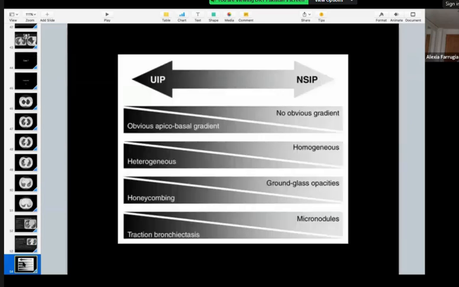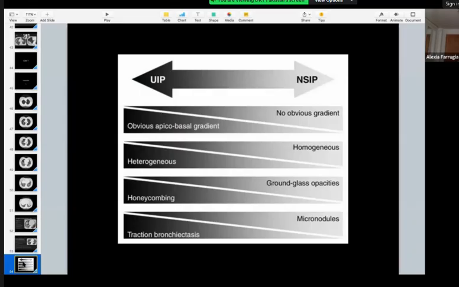So these are some differences between a UIP pattern and an NSIP. With a UIP, there is an obvious apicobasal gradient. With NSIP, it tends to be more diffuse, although in this case, there was really not much involvement of the upper lobes. A UIP tends to be more heterogeneous, whereas an NSIP tends to have a more homogeneous picture along the lungs. So in this case, the ground glass was quite homogeneous bilaterally from the middle lobe and lingula and downwards involving the lower lobes as well.